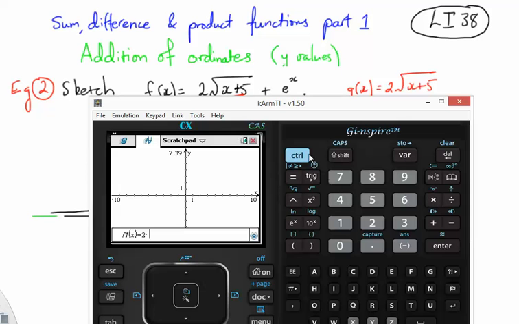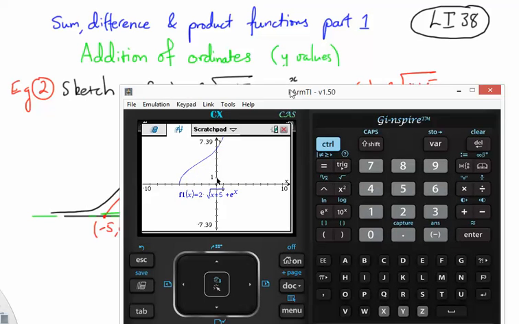Alright, 2 times the square root of x plus 5, plus e to the x. Let's see what we get. There we are. We get that funky shape.